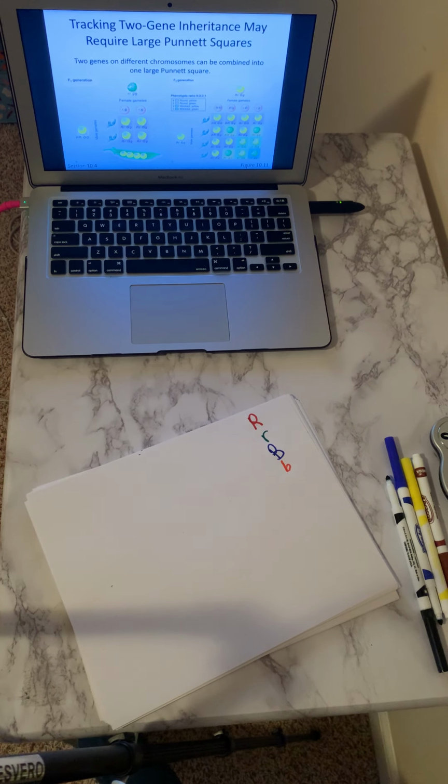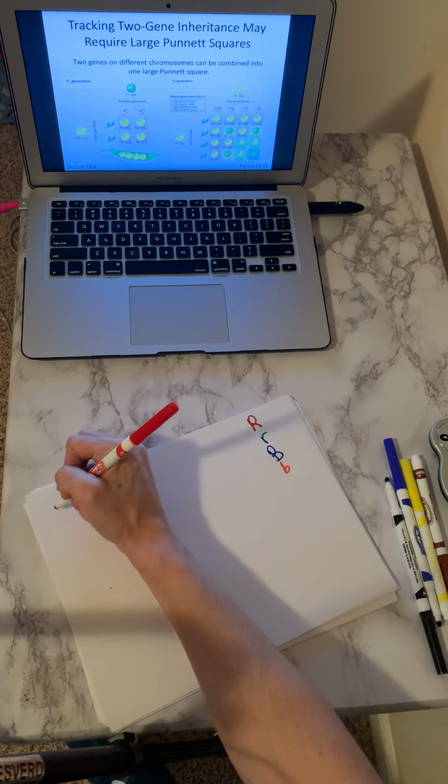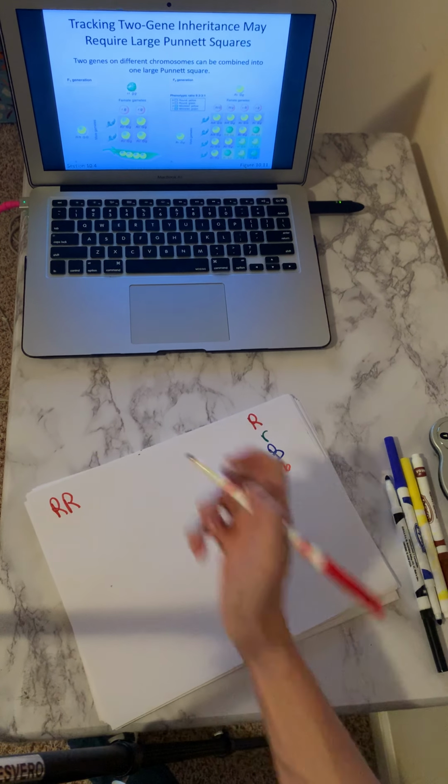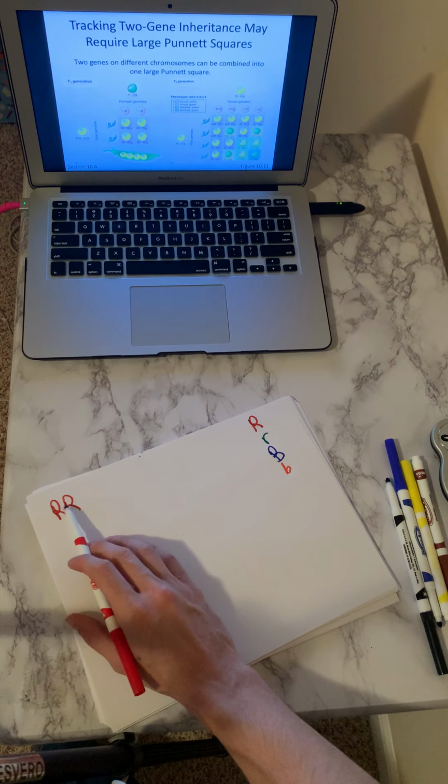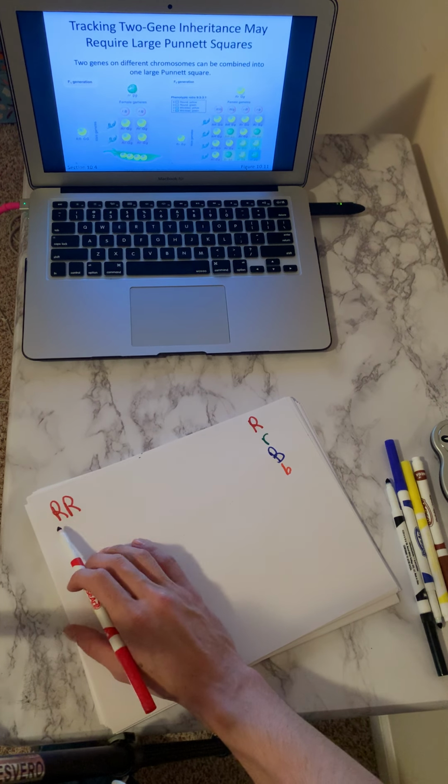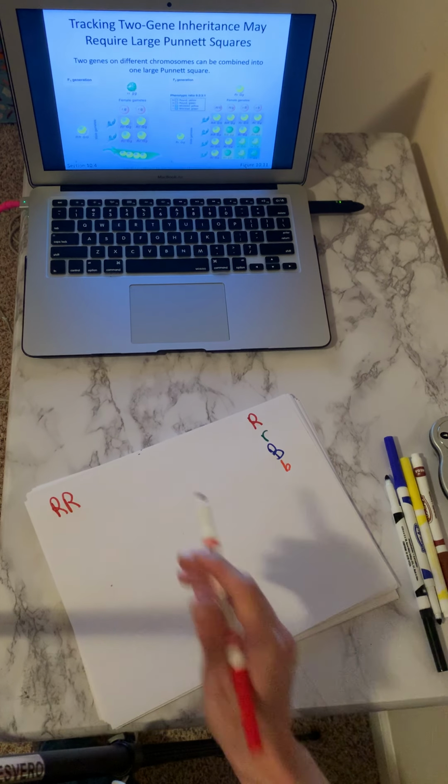So let's go ahead and break that down. A red feather dominant bird: 2 reds, 2 big R's, red feather dominant, a homozygous dominant individual. We write the first trait together with both of those 2 genes together. So if it was heterozygous, it'd be big R, little r.